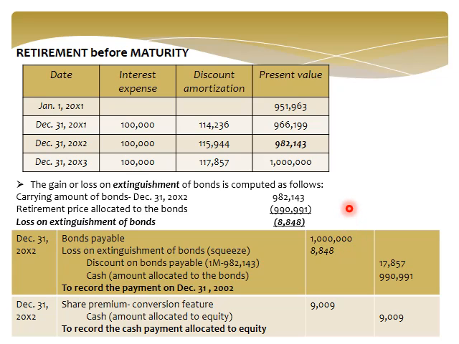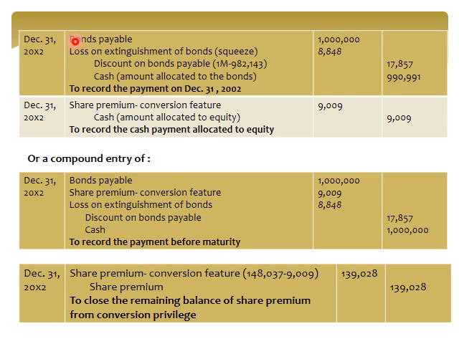And note, the total retirement price is 1 million. Yung retirement price na naka-allocate kay bonds is 990,991. Pero yung retirement price na naka-allocate kay equity component is 9,009. Paano yun i-record? Yung retirement price na naka-allocate kay equity. Simply debit share premium conversion feature 9,009. Yung conversion feature natin. And credit cash allocated to equity 9,009. So, eto yung entry na ginawa natin kanina. To record the payment of the bonds and to record the cash payment allocated to equity.